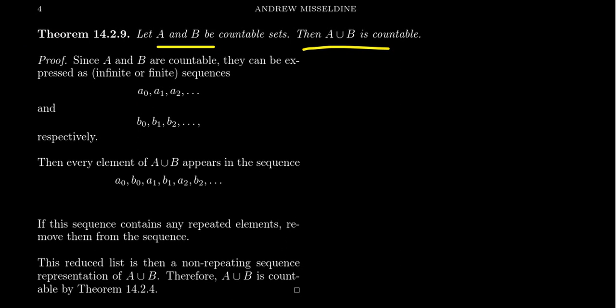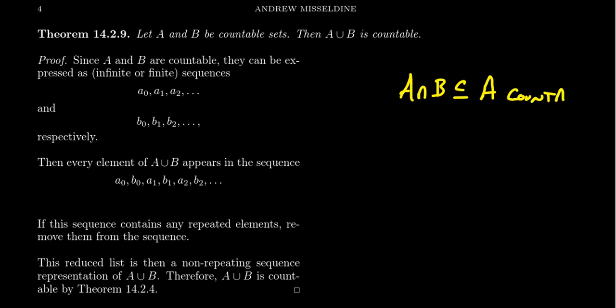Now, I don't need to say much about intersections, because if A and B are countable, what about A intersect B? Well, if you take A intersect anything, if A is countable, it's a subset of A, which is countable by assumption. So by the previous corollary we had just talked about, all subsets of countable sets are countable. So intersections are too easy. If you intersect two countable sets, you're going to get something that's countable. Honestly, if you intersect a countable set with anything, you'll get something countable.